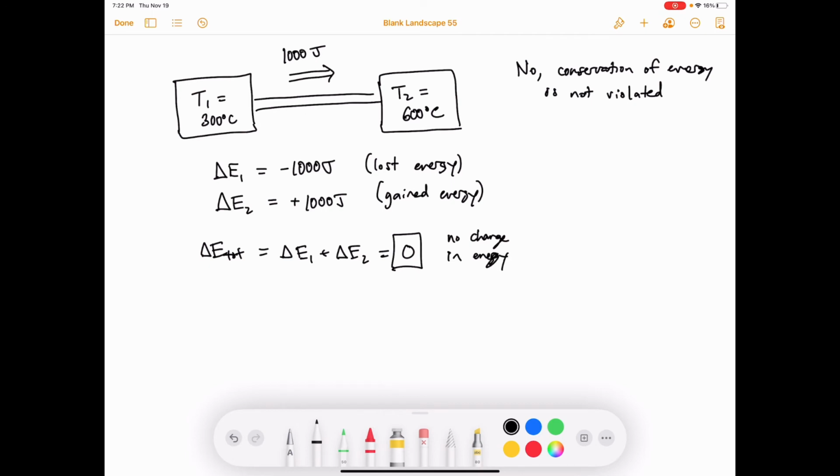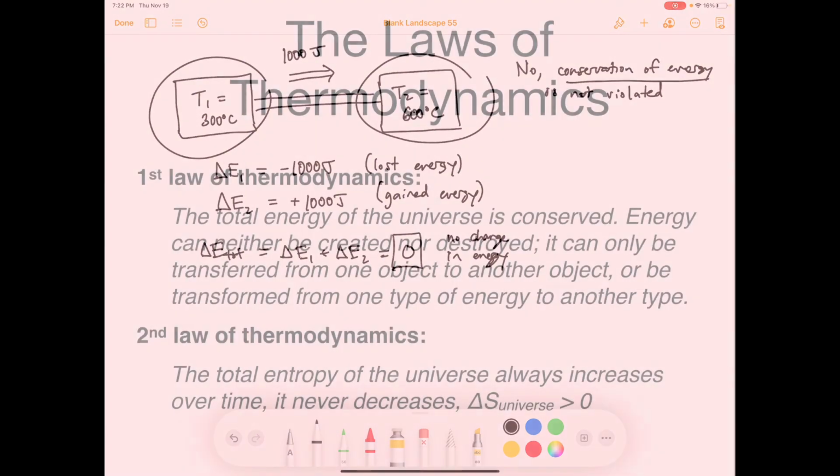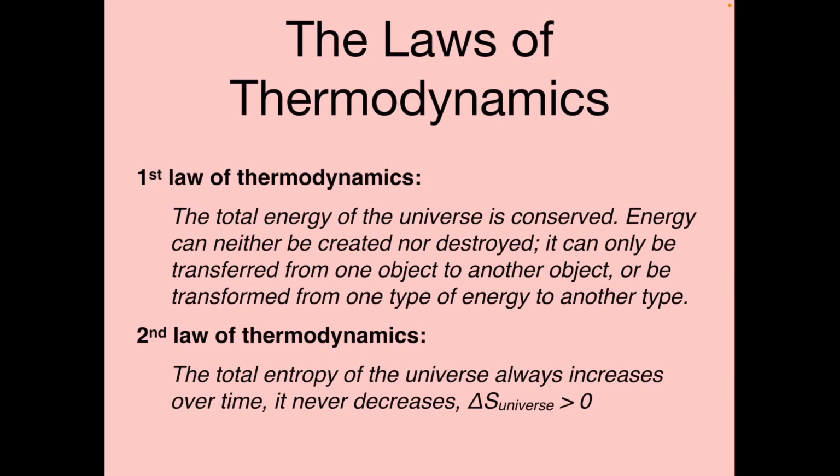So there is obviously something wrong with this process. Heat should not be flowing from a cold object to a hot object. But the reason that can't happen is not conservation of energy. There's some other principle that explains why this can't happen. And that takes us to the laws of thermodynamics.